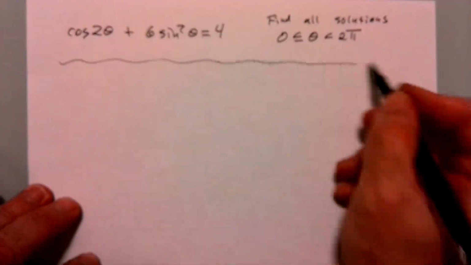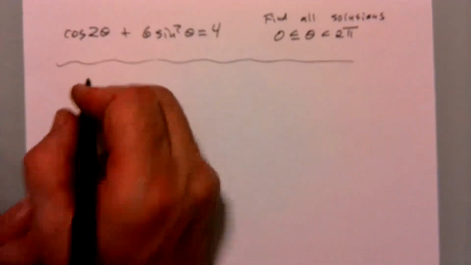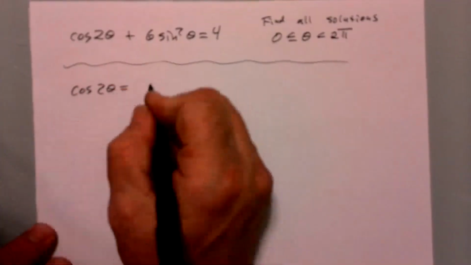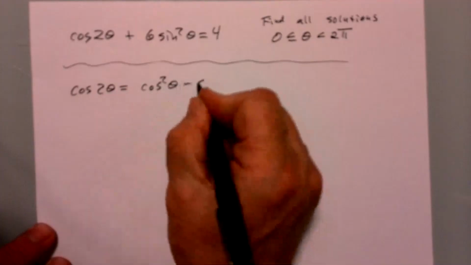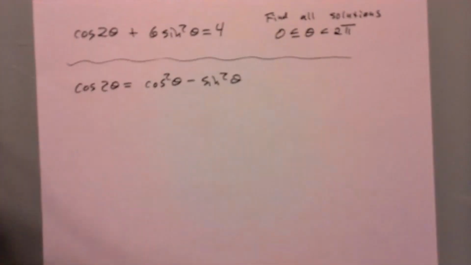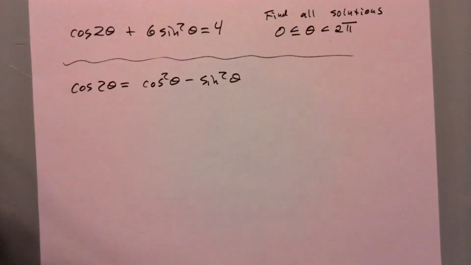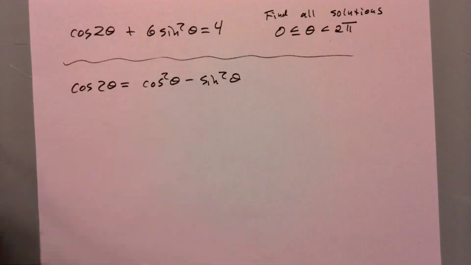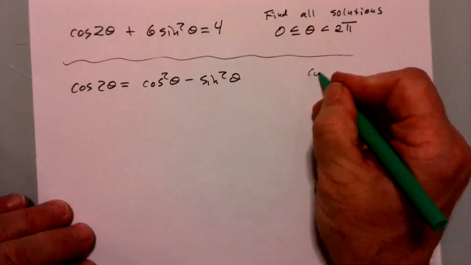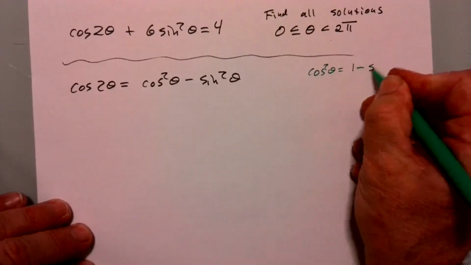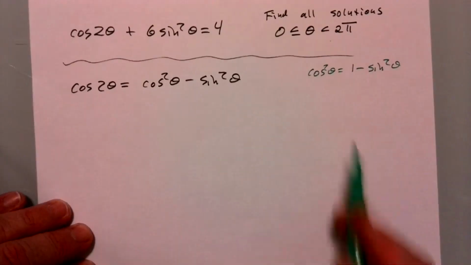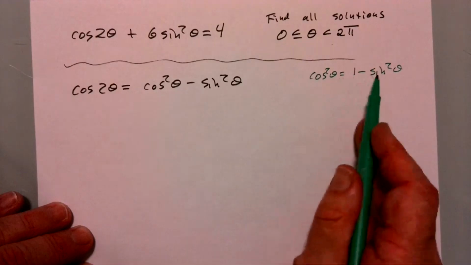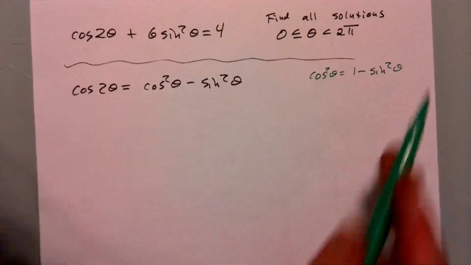Well, we've got to remember our double angle identity, and this is one of our favorites. Cos 2 theta is cos squared theta minus sine squared theta. And then what can I say about that? Well, I need to keep sine squared theta. So we recognize that cos squared theta is 1 minus sine squared theta. How do we know that? Cos squared theta plus sine squared theta is 1. So I can replace by subtracting sine squared from both sides. Cos squared theta is 1 minus sine squared theta.